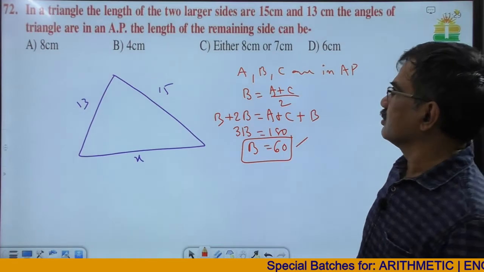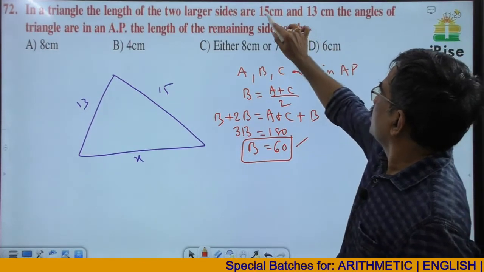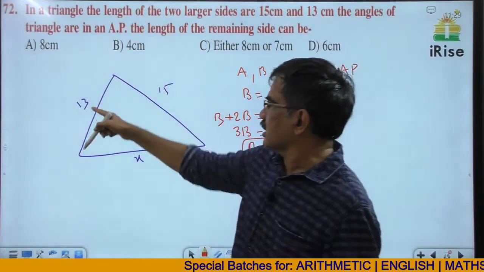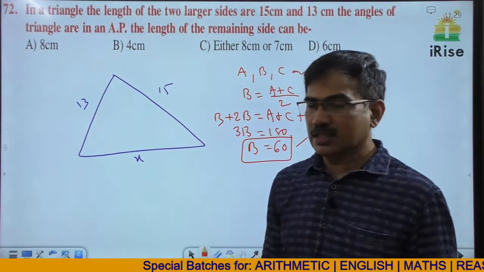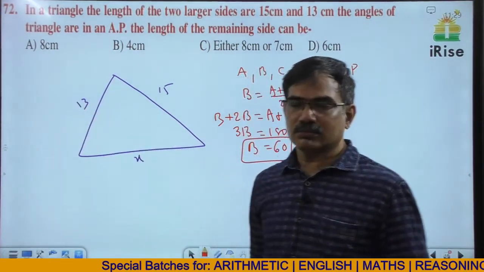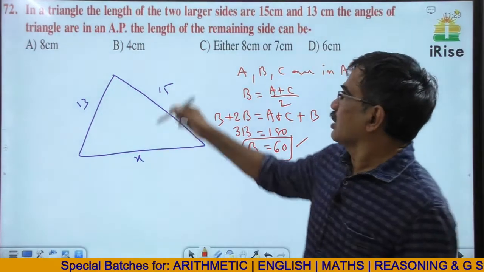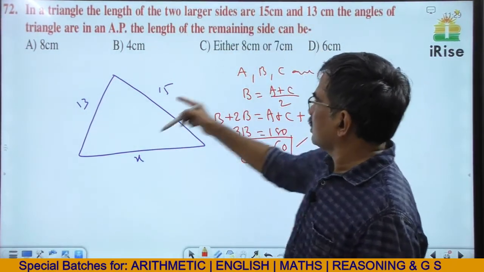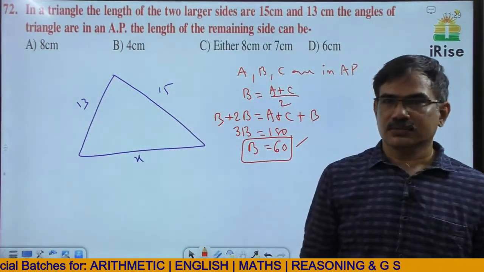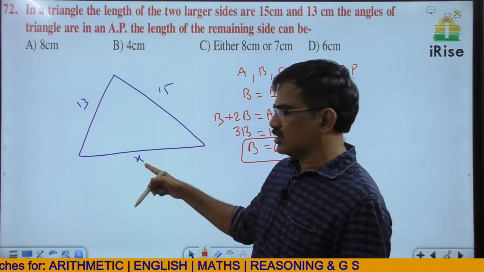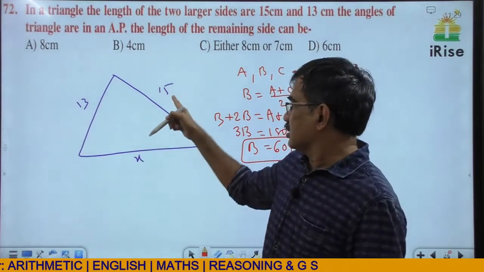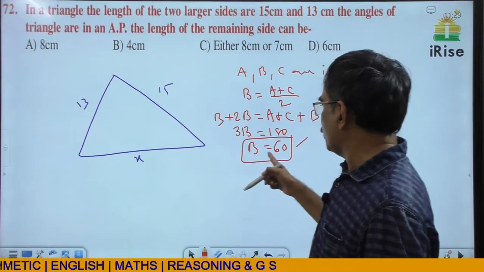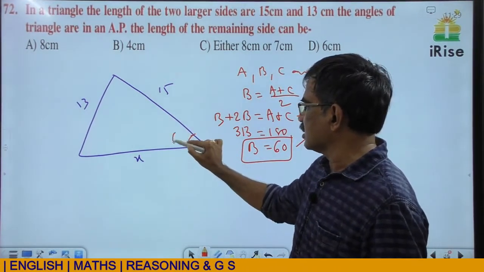Middle angle is 60. Here already these two are the biggest sides given. This is the smallest one. This is the middle one. Please understand the question. The lengths of the two larger sides are 15 and 30 given. Means these are the largest sides, this is the smallest one and this is the biggest one. So this is the middle. Opposite to that is 60 degrees. So this angle is 60.